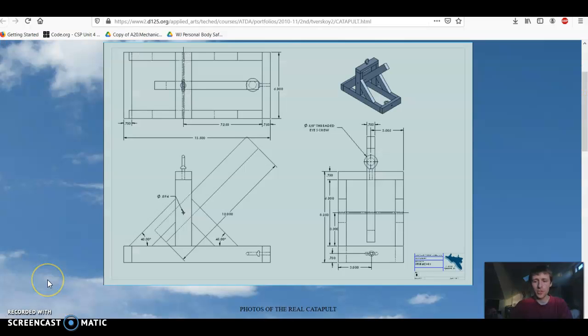Overall, you should strive to achieve something like this. Obviously, this is much nicer than what I would expect from you guys. This is college-level work. But ultimately, this is where you're trying to get to, right? So up here, you have your isometric view. Nice and three-dimensional. You can see 3 sides very clearly.